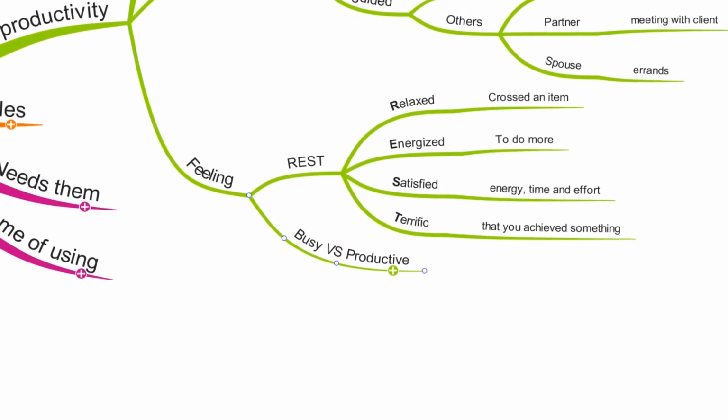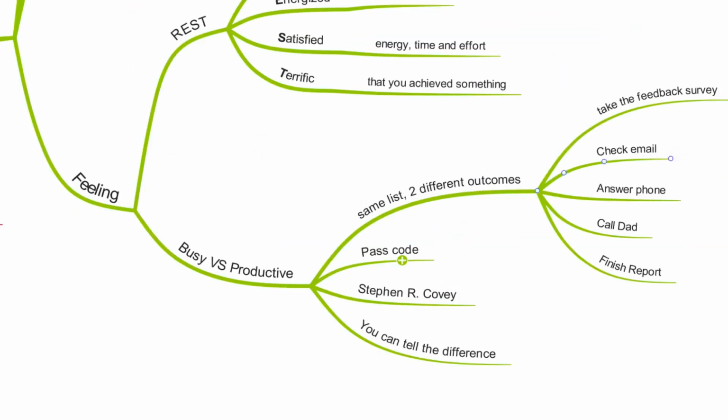The other distinction in the feeling is feeling productive versus feeling busy. If you look at this list, doing them can make you feel productive or make you feel busy. So take the feedback survey, check email, answer phone, call that, finish report. If you're doing one of these because you need to do them, then this is a productive thing to do. Otherwise, doing them will make you feel busy, not productive. As you can see here, the passcode is the word priorities. If these points are priorities to you, then by all means, do them because this is the productive thing to do.